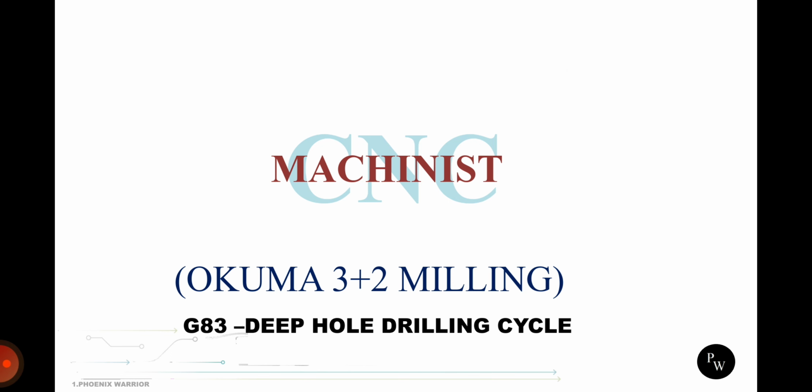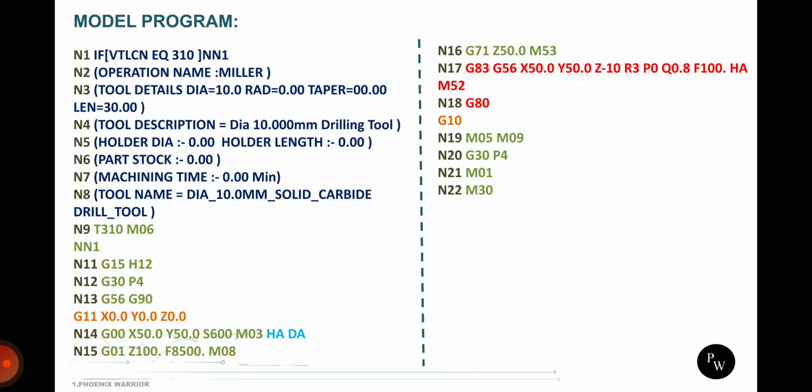Okay, now we are going to see how the model program looks. From N1 to N8, there are the basic details about the tool and tool holders. After that, the tool number change. What is the command for that drilling tool? Tool number 310, we need to change that.